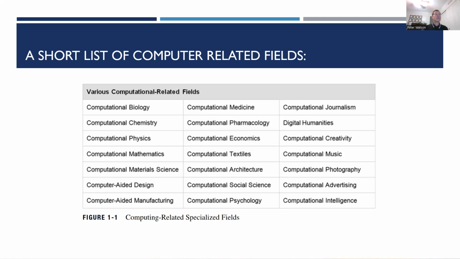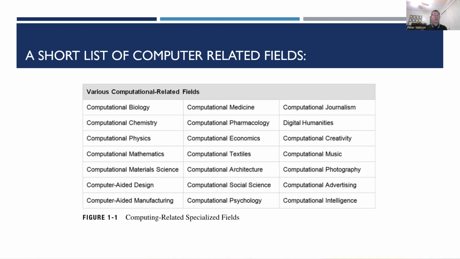Computational architecture, very similar to computer-aided design. Computational social science has to do with statistics and calculating statistics and drawing conclusions from those statistics by using a computer. Again, computers are great at number crunching.